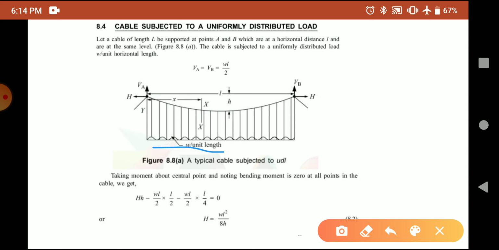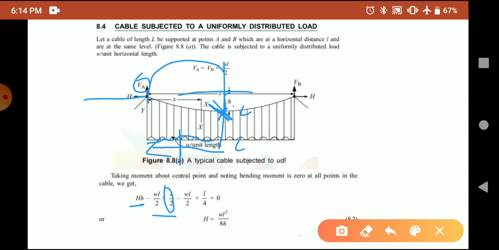considering the left side of portion C, what are the forces we have? H into small h, minus the reaction VA into L by 2, that is minus WL by 2 into L by 2. Now the UDL, W into L by 2 into centroid L by 4.